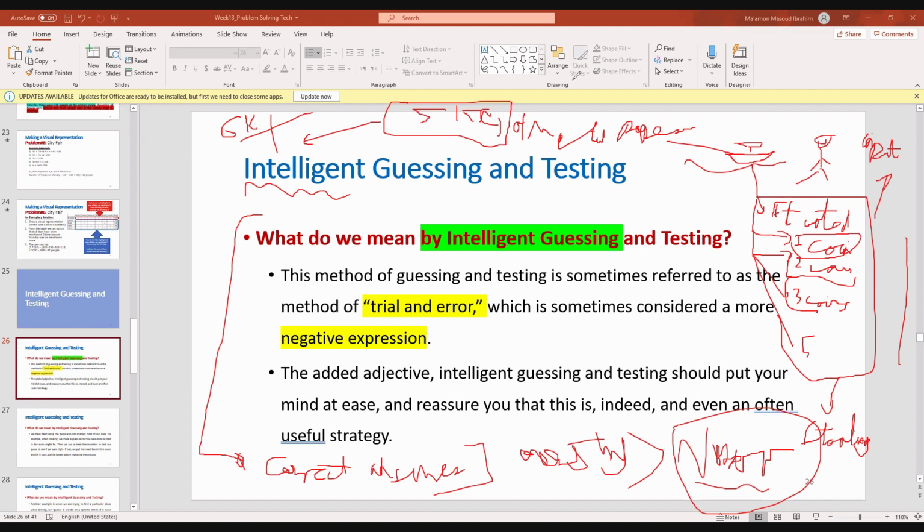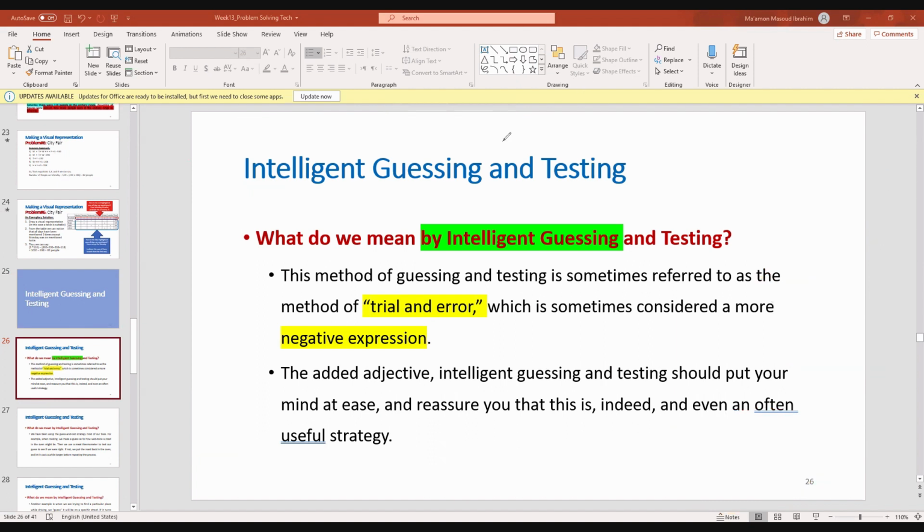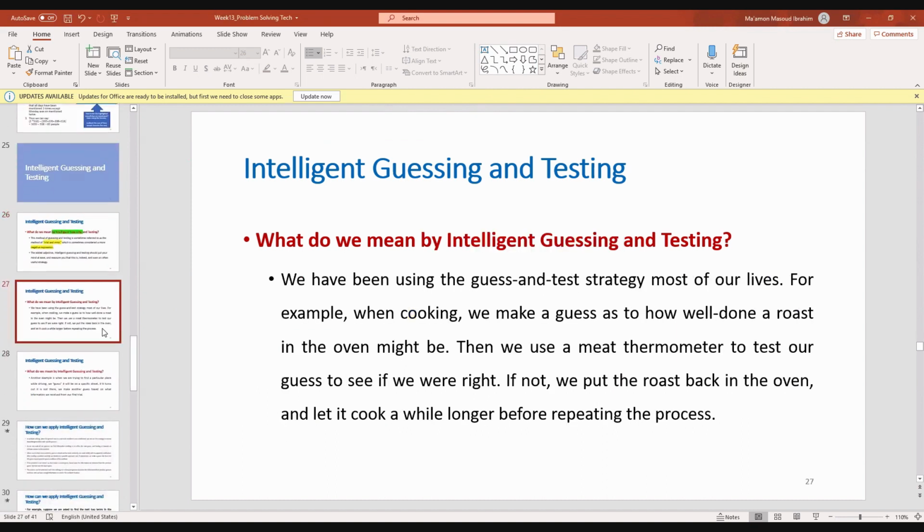So this is one of the examples for intelligent guessing and testing. Now I will go to the next slide. Here is the next slide. What do we mean by intelligent guessing and testing? We have been using the guess and test strategy most of our life.